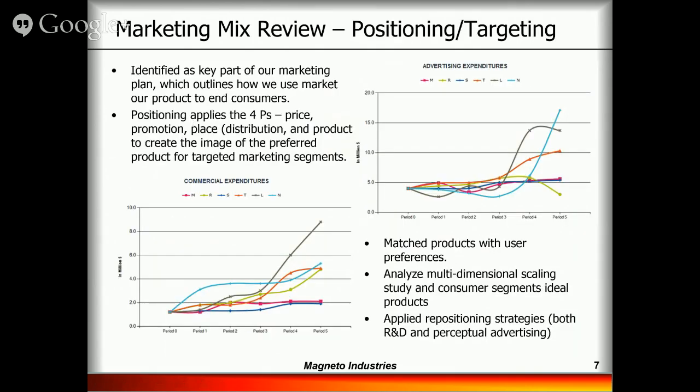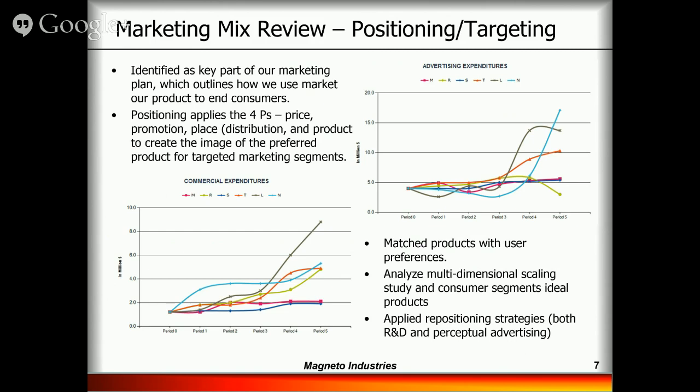So from a positioning and targeting perspective, one key thing here is I did a couple of things to try to position my products better. One of them is, as MarkStrat indicated, you can either advertise and use perceptual advertising to try to reposition your products, or you can use R&D to do so. Based on where I saw my products falling on the multidimensional map, I saw that I needed to better reach the ideal consumer segments and meet the preferences that my consumers had. So as a result, I opted to do 2 R&D projects to reposition 2 of my products.